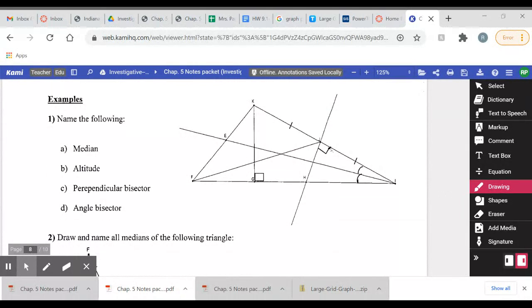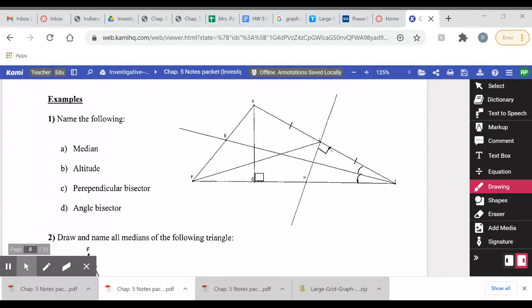Okay, now this page of the notes is basically just kind of practice for what the homework looks like. This is really similar to the homework worksheet. So this first example is basically what the mini quiz looks like. Example 1, where you're just identifying the median, altitude, perpendicular bisector, and angle bisector on this picture.